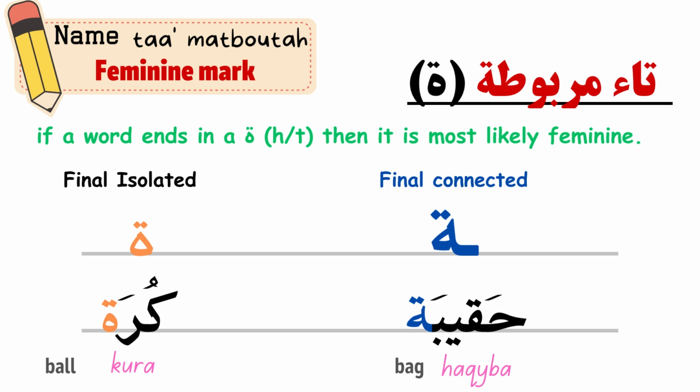Word حقيبة shows the final form connected of the ta marbuta. Word كرة shows the final form isolated of the ta marbuta.